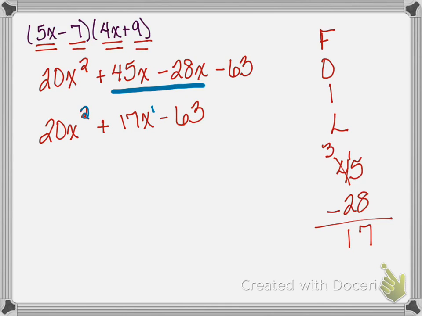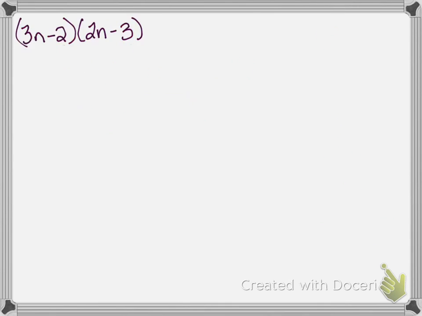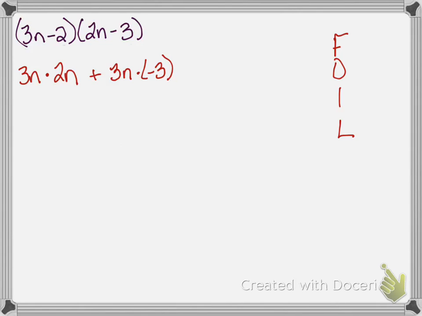Can I go to the next screen? Okay. 3n minus 2 and 2n minus 3. I'm going to FOIL again. Okay, so I have 3n times 2n. That's my first terms. My outer terms are 3n times negative 3. My inner terms are negative 2 times positive 2n. And my last are negative 2 times negative 3.